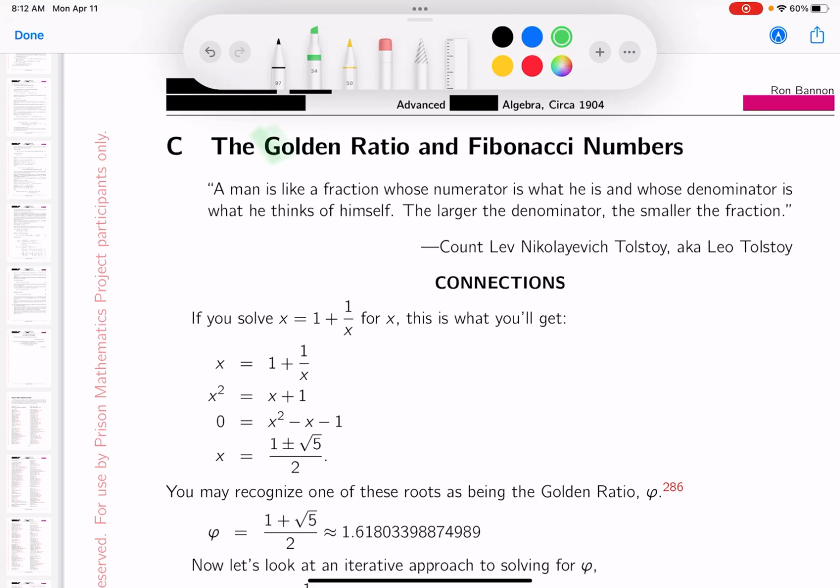Okay, we're on the golden ratio, Fibonacci numbers, all right? So before we talk about that, there's an interesting equation over here, and I want to go through solving it. Certainly I could typeset it, but I want to go through it as if I was doing it with paper and pencil, and someone said solve that equation.